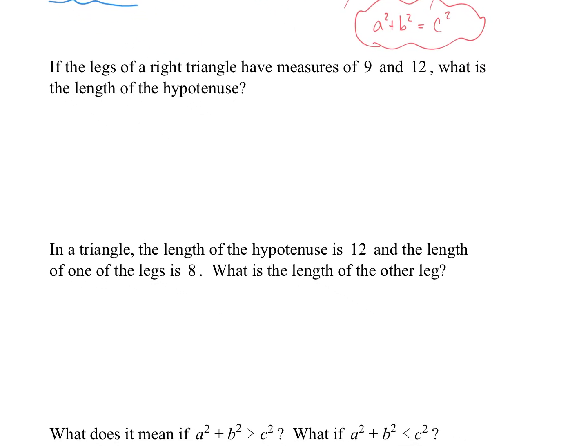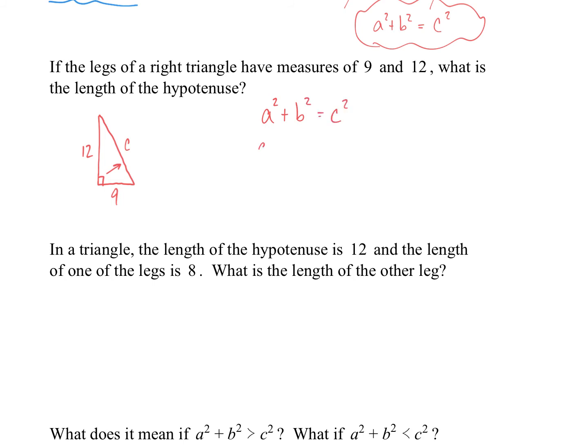So if we're told that the legs of a right triangle, and I'm just going to sketch a little right triangle here, have measures of 9 and 12, and again, I know those are the 9 and the 12 and not that one because that side is called the hypotenuse, then what is the length of the hypotenuse? Well, the side we're missing here is c. And I know that because this is a right triangle, the Pythagorean theorem has to hold true.